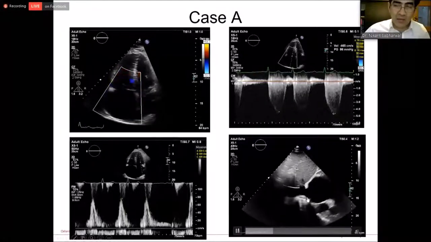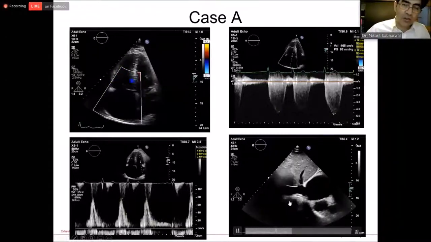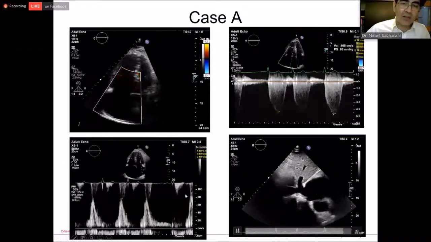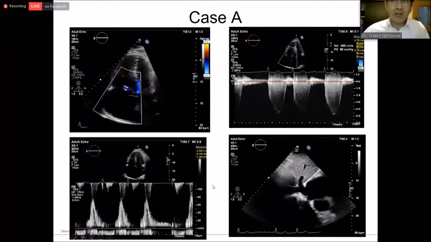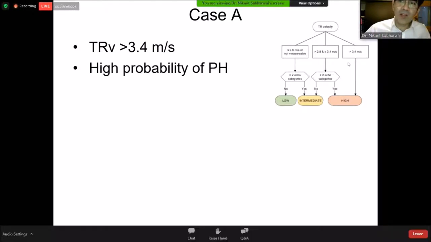I don't need to do the measurements. We all know that's going to be enlarged. And there's a less than 50% reduction when the patient's taken a sniff. So how do we integrate all of these bits and pieces together? So first of all, TR velocity more than 3.4 meters per second. So straight away we're on the right-hand side as I see it.